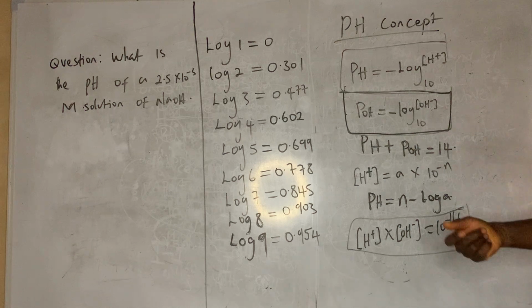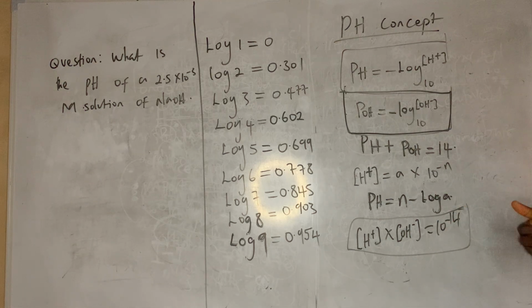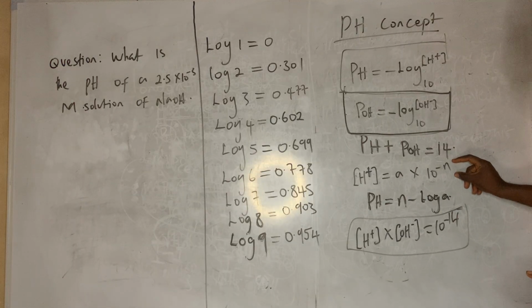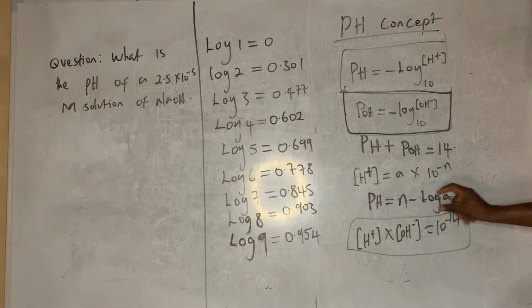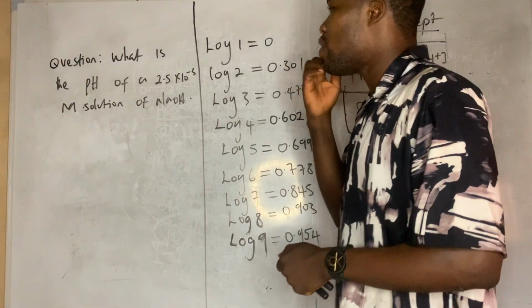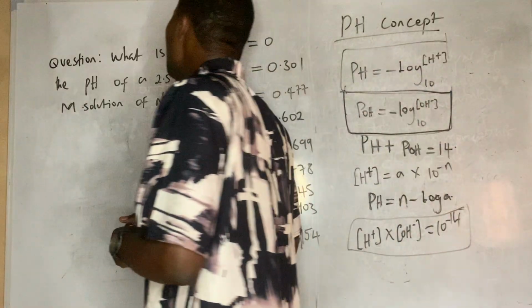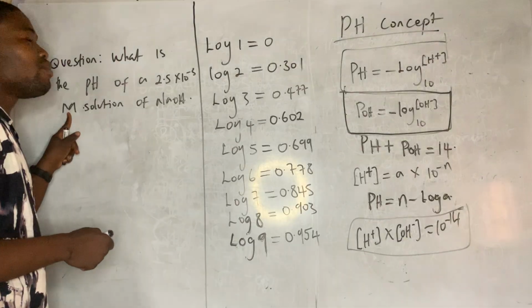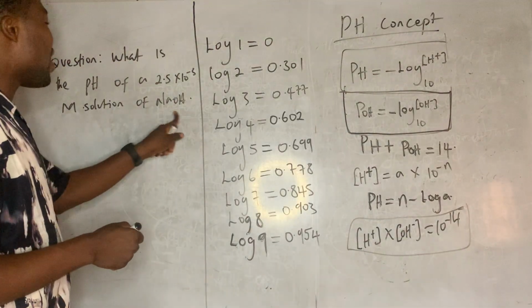Okay, now let's apply, because application is key. Remember, put your hydrogen ion or hydroxide ion concentration in standard form. Now we have a question which says, what is the pH of a 2.5 times 10 to the power minus 3 molar solution of NaOH?